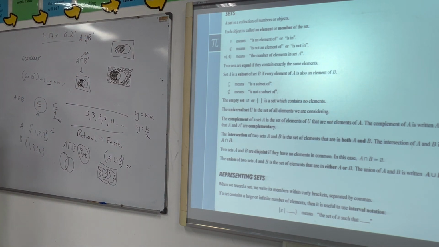For A union B complement, would you include the intersection, yes or no? Right, A union with B complement: anything in A and everything that's not in B together. Okay, you practice those. Practice those. You're shaky.